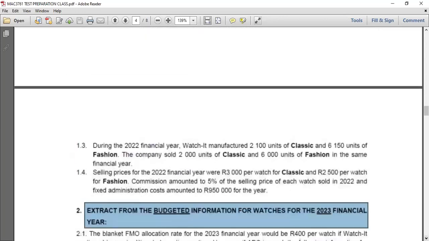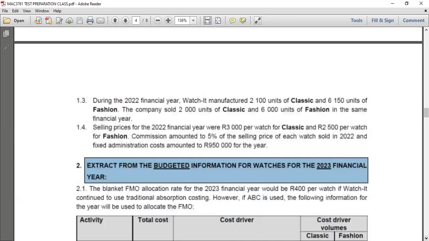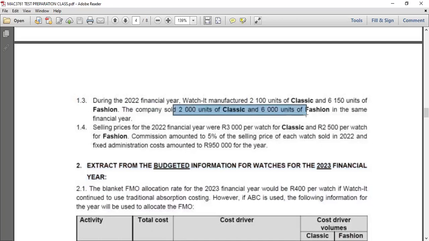Right. So during the 2022 financial year, Watchit manufactured 2,100 units of classic and 6,150 units of fashion. The company sold 2,000 units of classic and 6,000 units of fashion. Remember that to do a profit statement, we start from the sales. So let me just do a headline here.